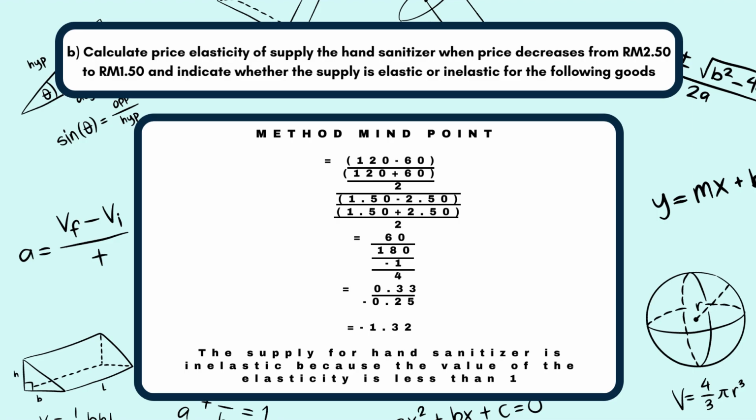So this is the midpoint method. The answer is negative 1.32. The supply for hand sanitizer is inelastic because the value of the elasticity is less than 1.